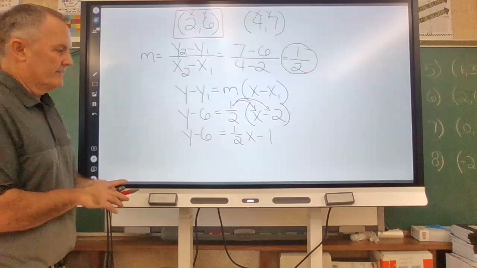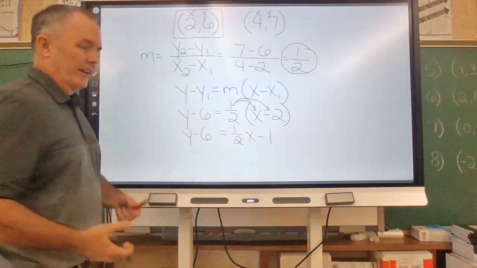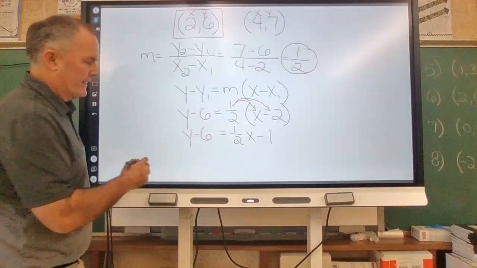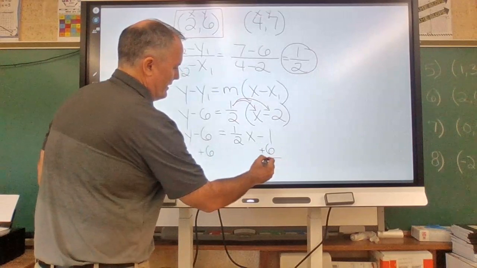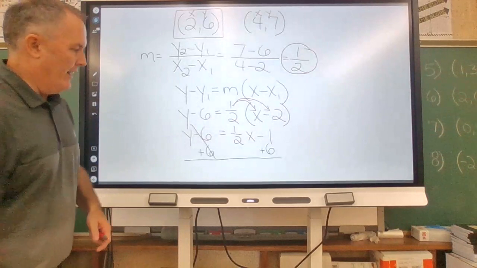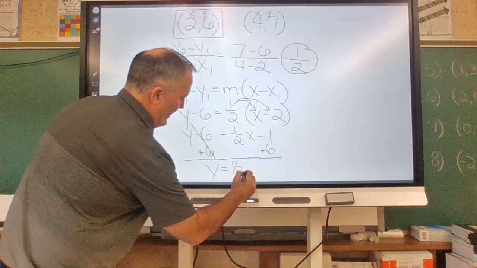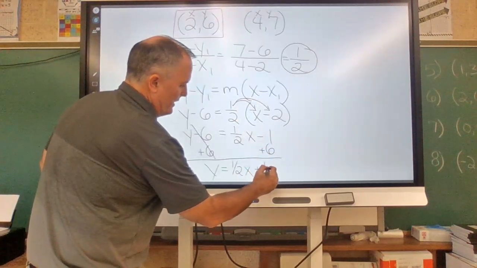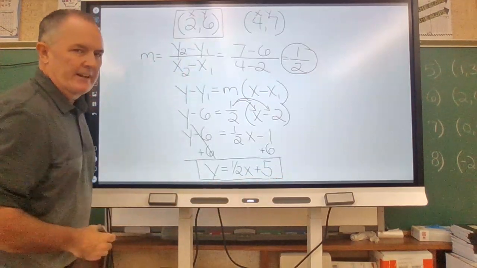Now we're almost there. Now all we have to do is move this 6 over to the other side. When we move it over, like I said before, we always do the opposite of whatever it's telling us to do. So here it says to subtract 6. We're going to add 6 to both sides. The 6's cancel out. And then I'm left with y equals 1/2 x. And then negative 1 plus 6 is a plus 5. I'll put it in a little box so we know it's an answer.